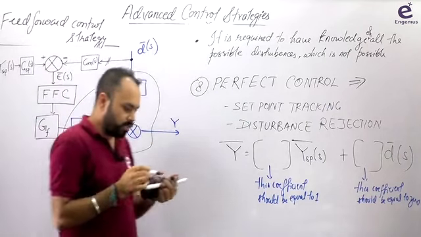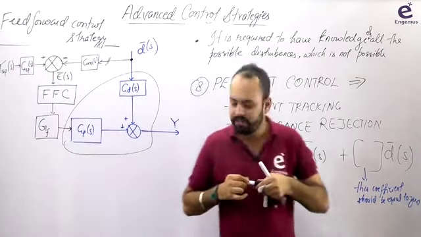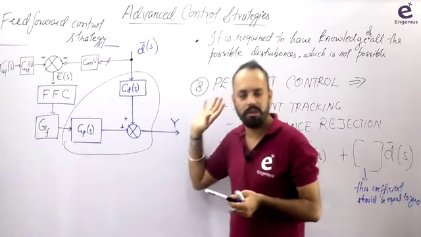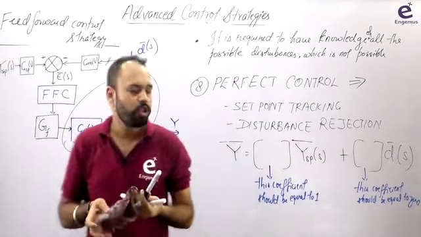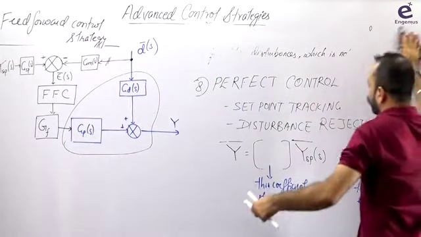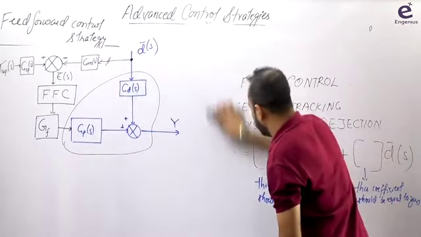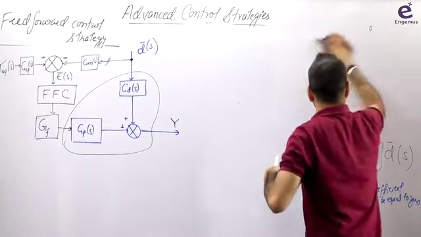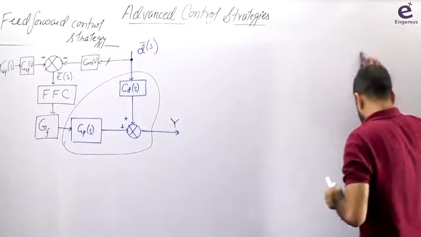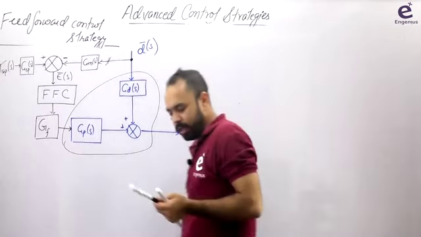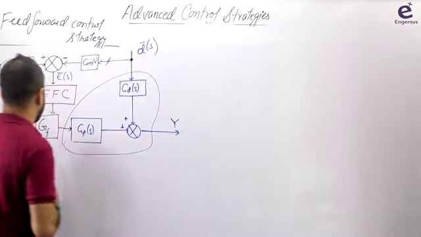Fine. Now the question is, what is the transfer function of this controller to have perfect control? Suppose the model is known to 100% accuracy. मान लेते, theoretically I'll always assume that the model is completely known. So what should be the transfer function of this controller GFC to have perfect control? Practically, you can't have perfect control because you cannot understand the process to 100% accuracy.